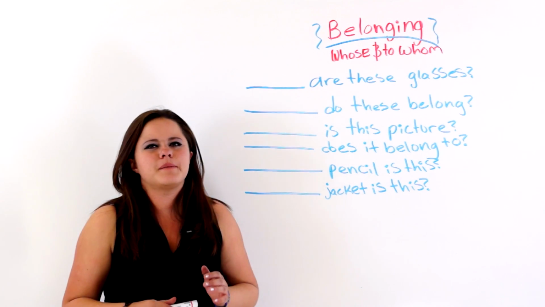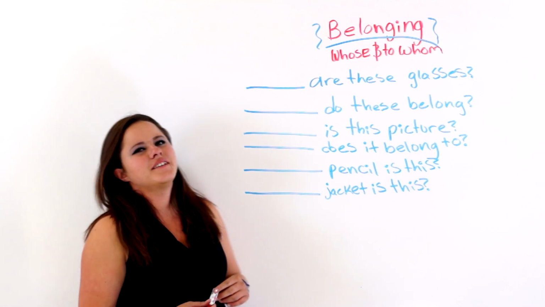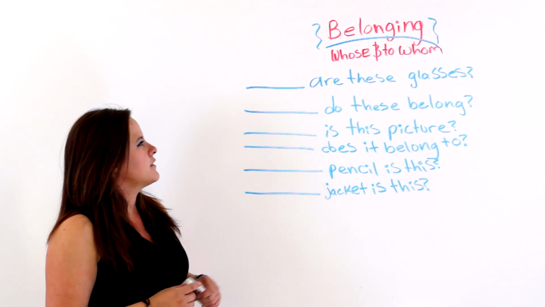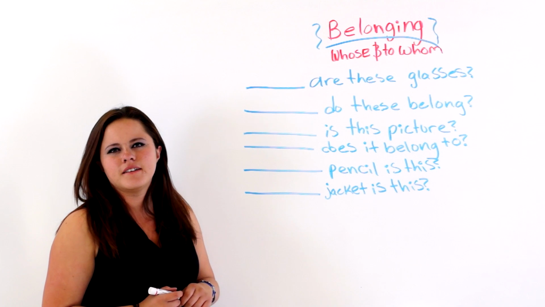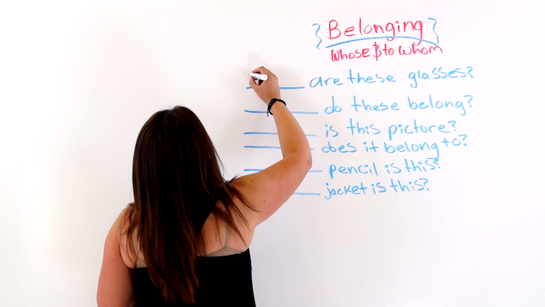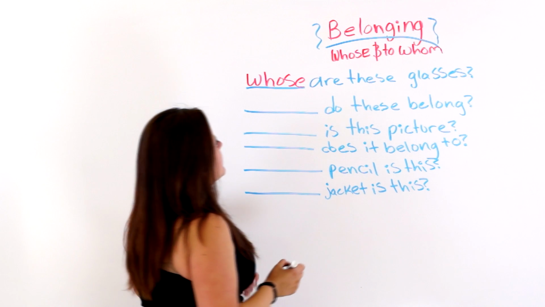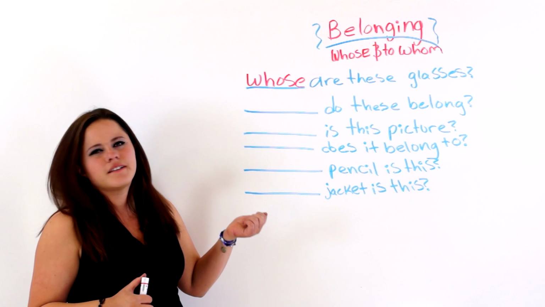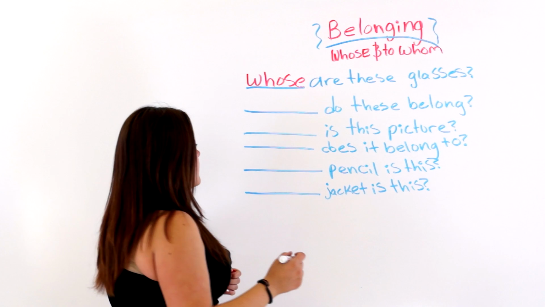Okay folks, practice time. You're going to help me fill in the blanks with the correct one. Whose or to whom? Okay? All right. The first one is, blank are these glasses. To whom are these glasses? No, right? It would be whose. Whose are these glasses? Okay? Whose are these? If you have them in your hand. Whose are these glasses? Okay? Or whose are these?